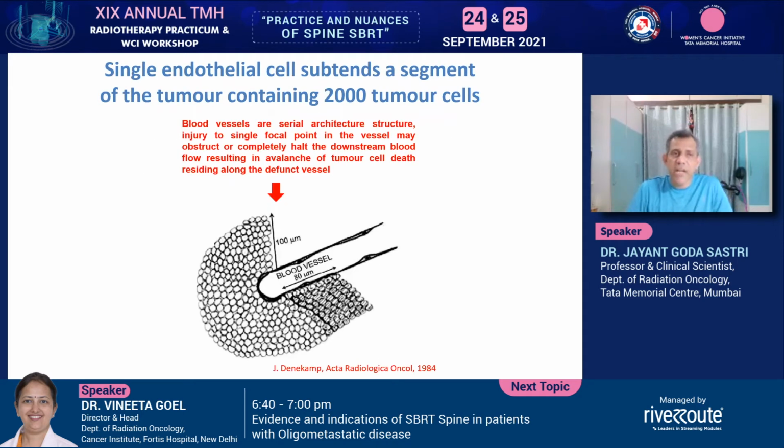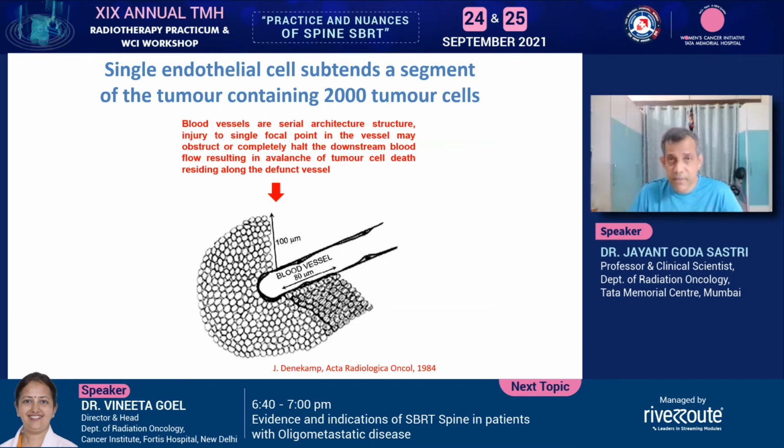So when we give very high doses of radiation, what happens to the blood vessels? These blood vessels are considered as serial architecture structures. Injuring a single focal point of the blood vessel by a very high dose of radiation may result in obstruction or may completely halt the downstream blood flow, resulting in a cascade of tumor cell death, which reside in the defunct vessel.